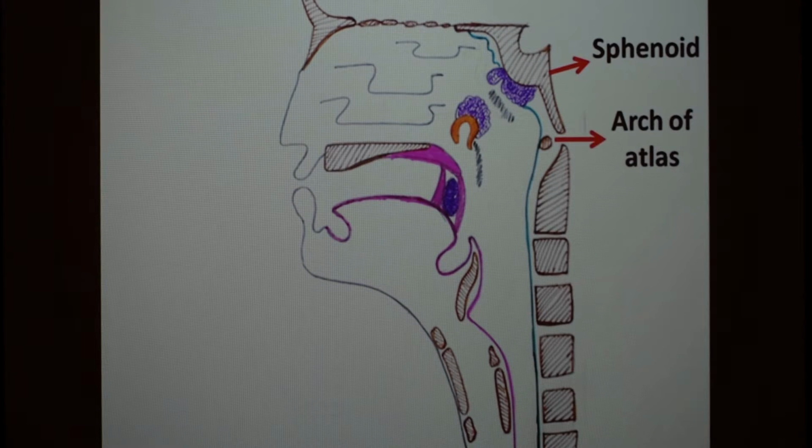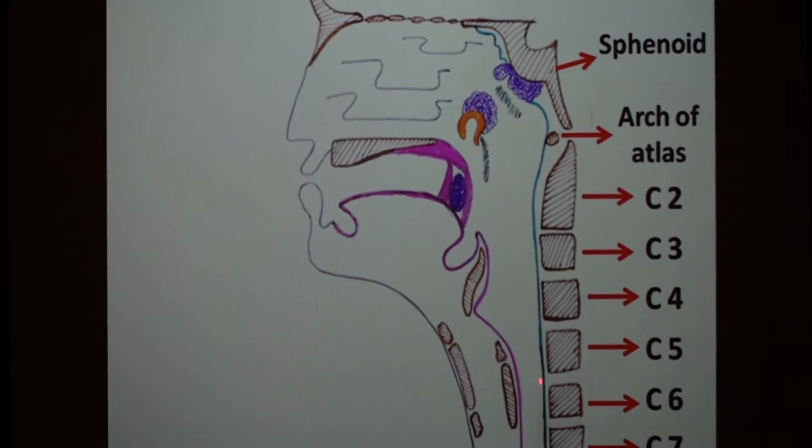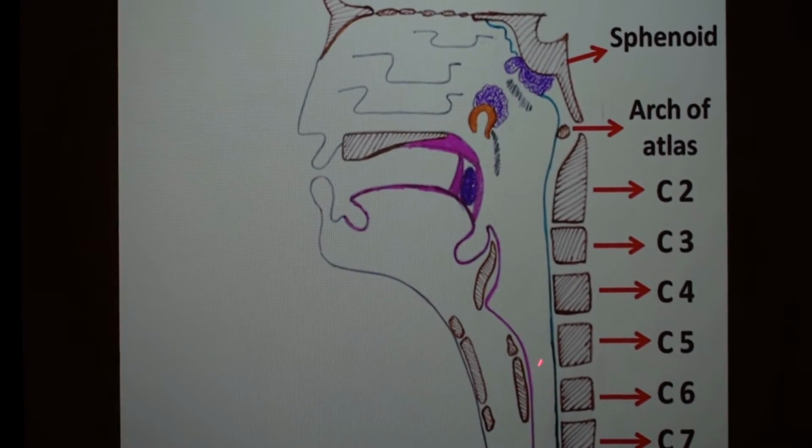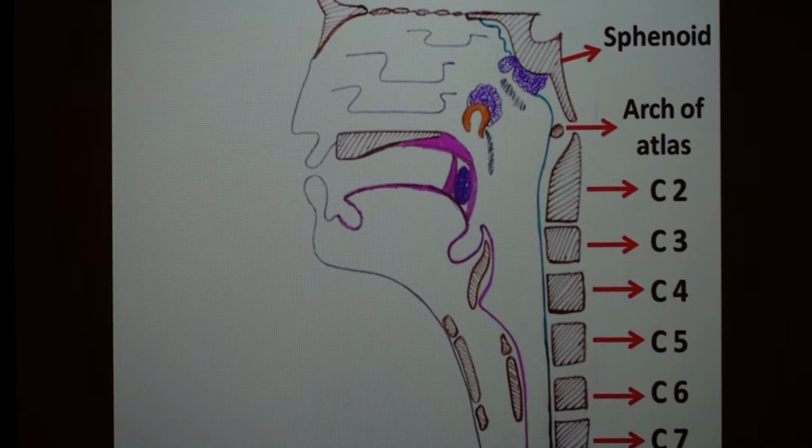Then going downwards, we have the arch of the atlas, as there is no body of the atlas. Then the C2 vertebra, C3, C4, C5, C6 and C7. So if we see posteriorly, this is the pharynx. This part is called the part of the pharynx. So the pharynx extends from the base of the skull up to the lower border of C6 vertebra.